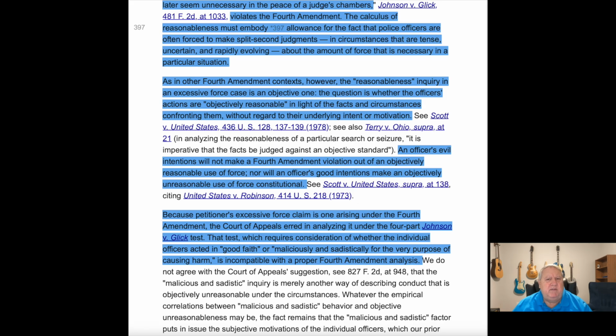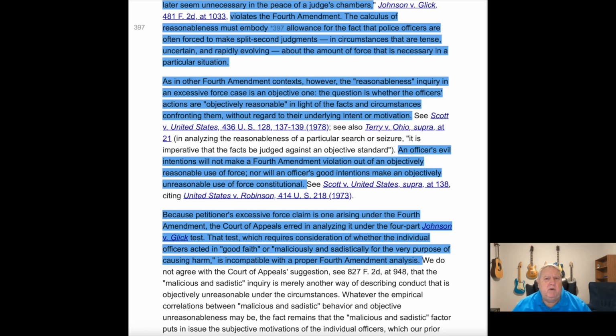Because petitioner's excessive force claim is one arising under the Fourth Amendment, the Court of Appeals erred in analyzing it under the four-part Johnson v. Glick test. That test, which requires consideration of whether the individual officers acted in good faith or maliciously and sadistically for the very purpose of causing harm, is incompatible with proper Fourth Amendment analysis. We don't really care what the cop was thinking at the time he acted, good or bad. It just was his action reasonable in the circumstance?